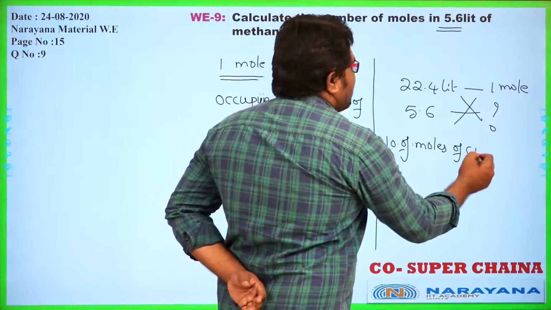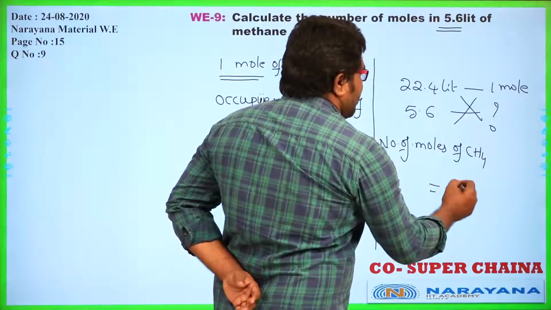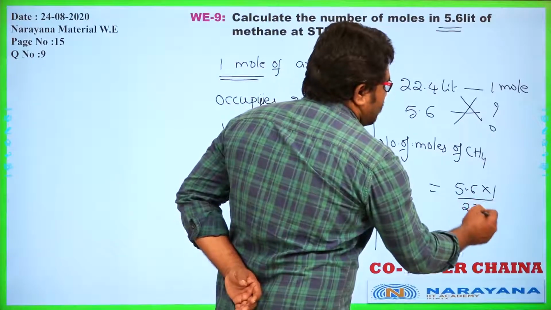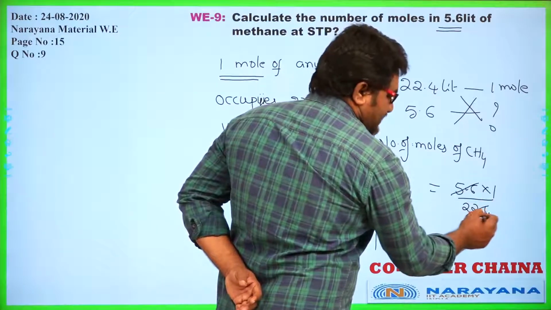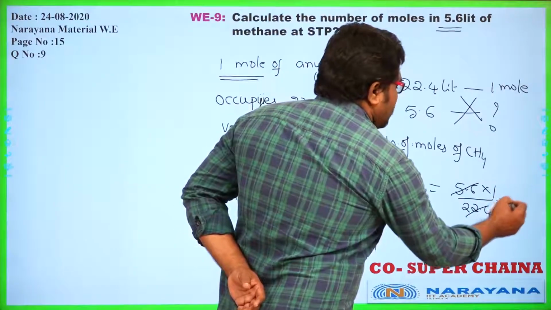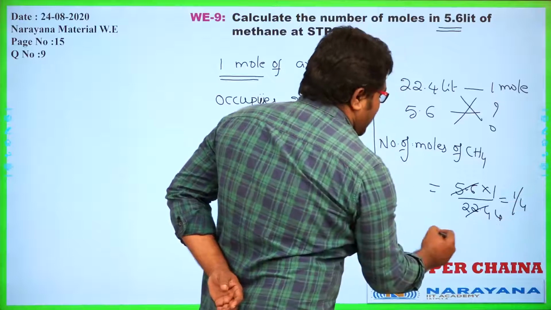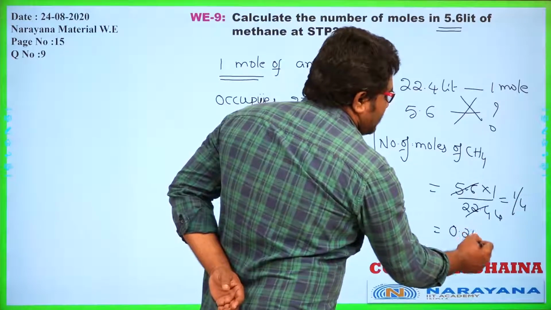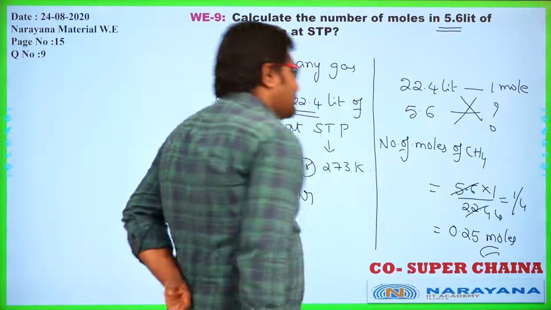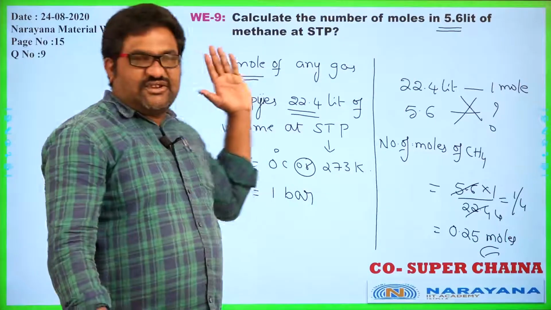the number of moles of methane is equal to 5.6 into 1 by 22.4, that is by 4, that is equal to 1 by 4. So 1 by 4 is nothing but 0.25 moles. See, 1 mole of any gas occupies 22.4 liters.